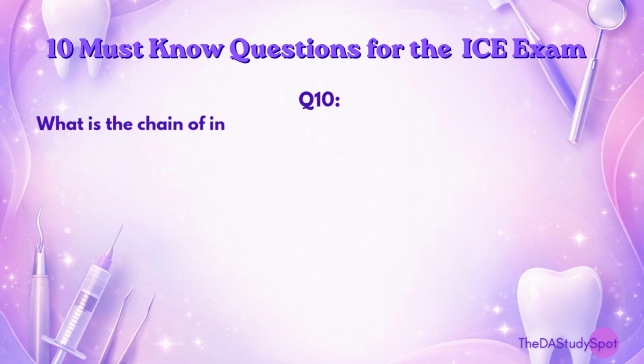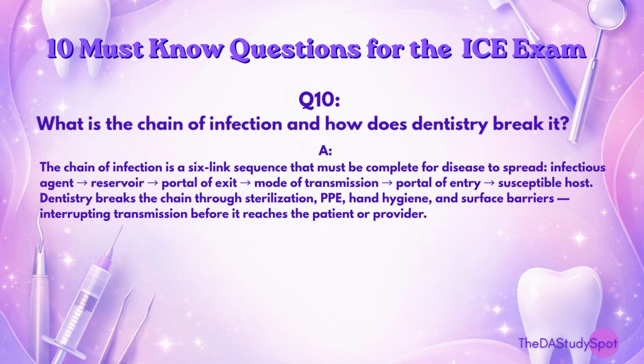Last question, number 10. What is the chain of infection and how does dentistry break it? The answer: the chain of infection is a six-link sequence that must be complete for disease to spread, starting with infectious agent, reservoir, portal of exit, mode of transmission, portal of entry, and susceptible host. Dentistry breaks the chain through sterilization, PPE, hand hygiene, and surface barriers, interrupting transmission before it reaches the patient or provider.